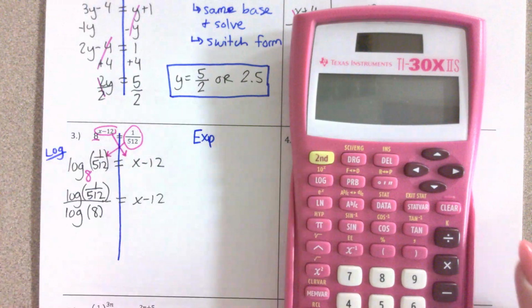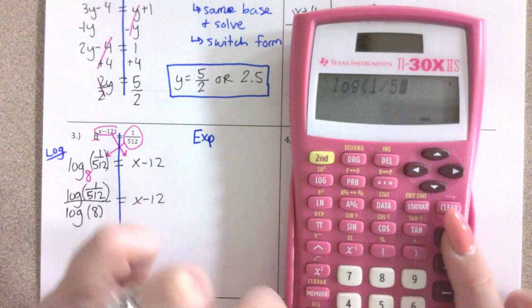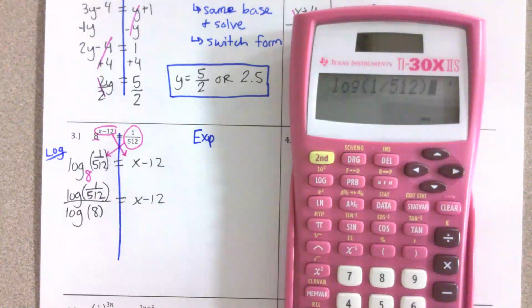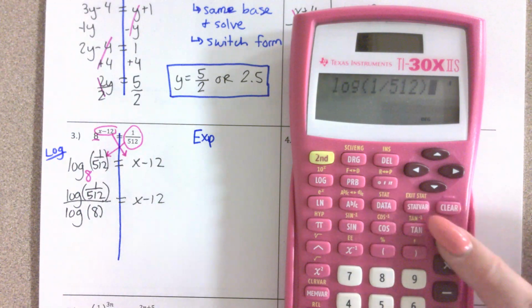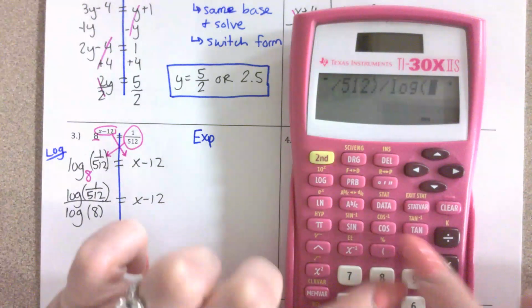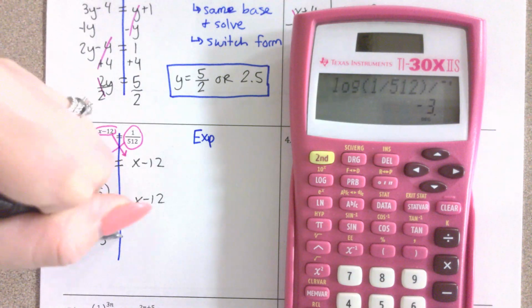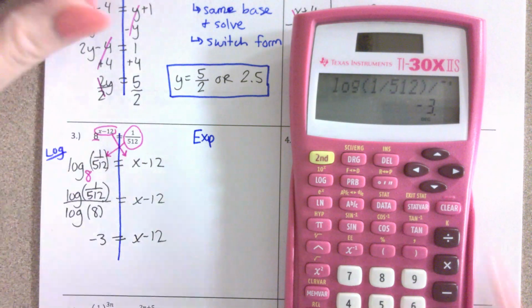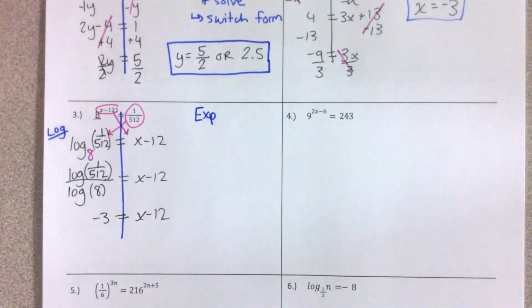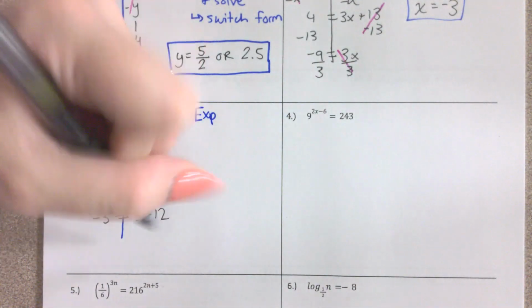So we have log, should probably turn it on first, log of 1 divided by 5 to the 12. Don't forget parentheses at the end there, divided by log of 8. And this comes out very nice. It's just a -3. One more step to get x by itself. We will move that -12 by adding it.